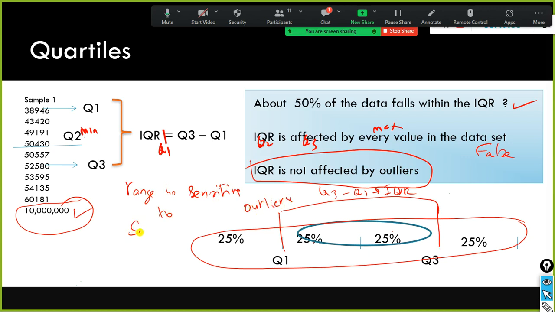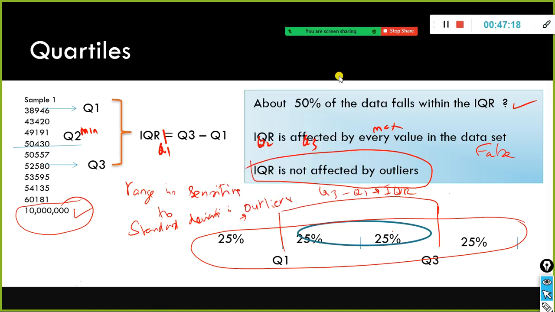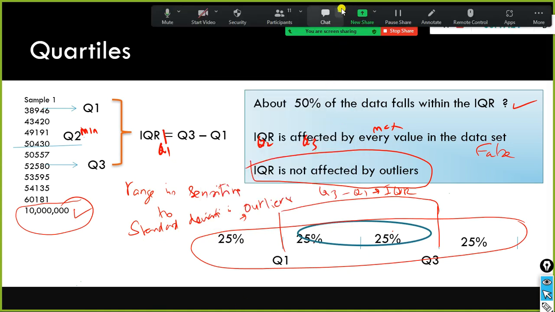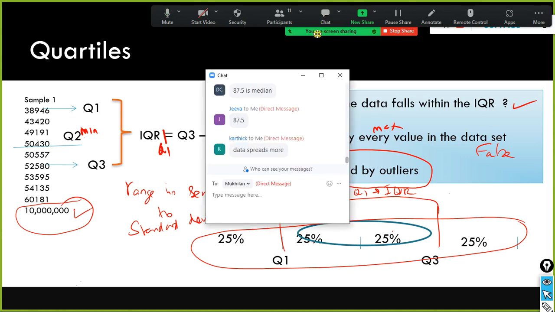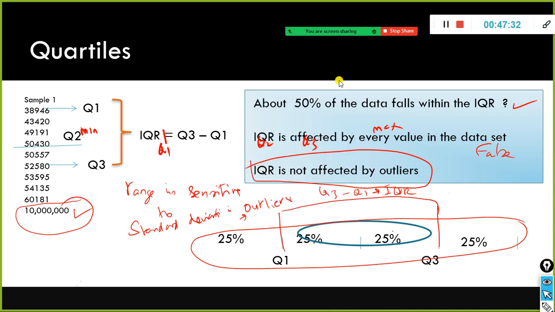How about standard deviation? Standard deviation is also sensitive to outlier. Okay, so why is standard deviation sensitive to outlier? Can someone tell me? Or no, why don't you tell me? Why is standard deviation sensitive to outlier? Range is sensitive to outlier, standard deviation is sensitive to outlier. Why? Yeah, data spreads more, Karthik.